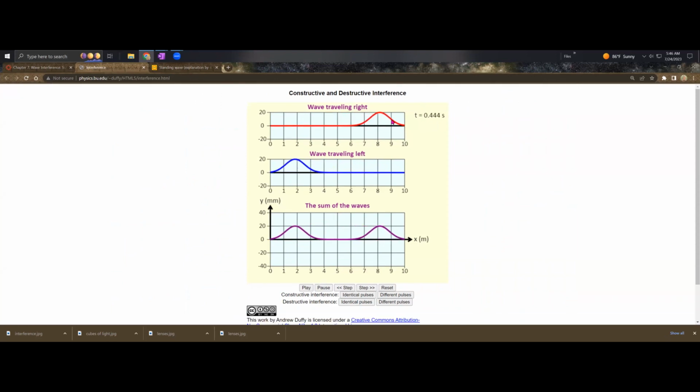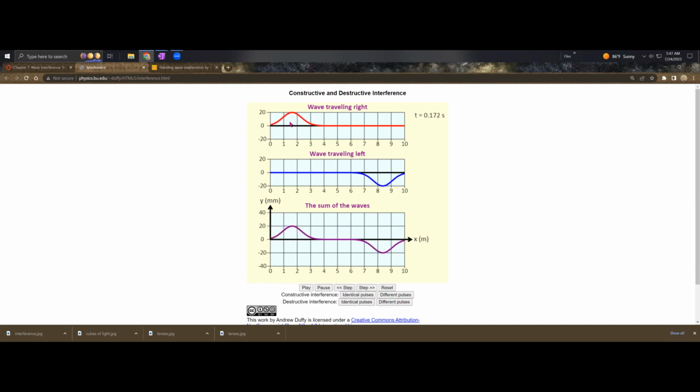And what you're seeing here is, look at the red wave. They're moving towards each other. Now look, they have not started interfering. Interference starts when these two waves are at the exact same place and time. So now if I start to step through this thing, oops, you know what I did? I'm doing constructive. I need to change this. And then let's try this again.